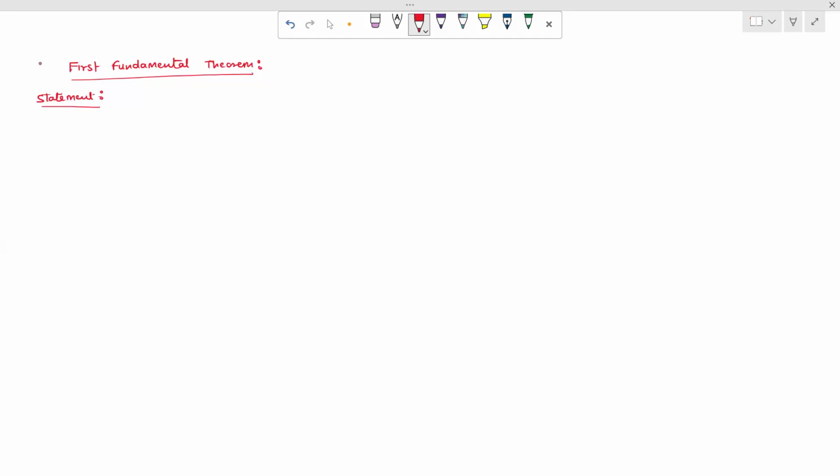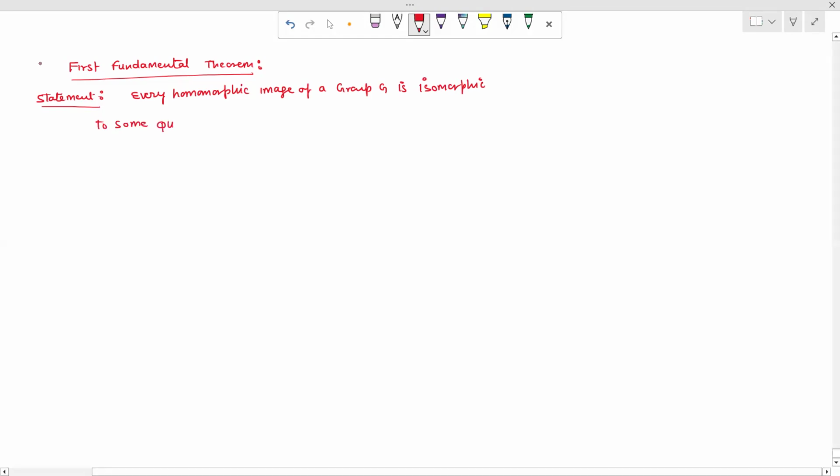Prove that, or we can write down as: every homomorphic image of a group G is isomorphic to some quotient group of G.